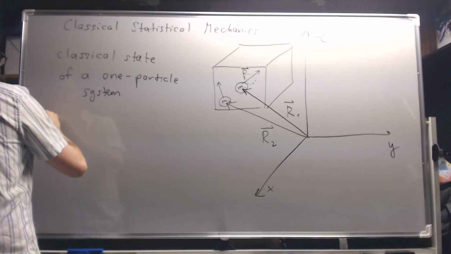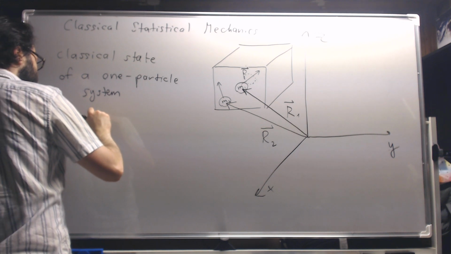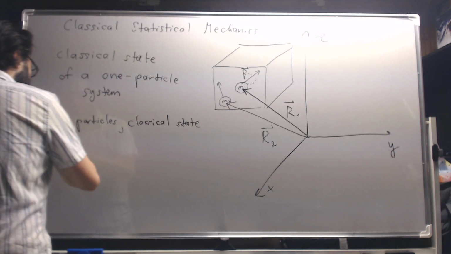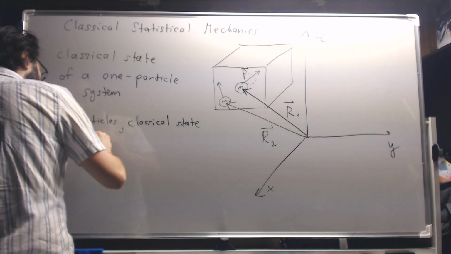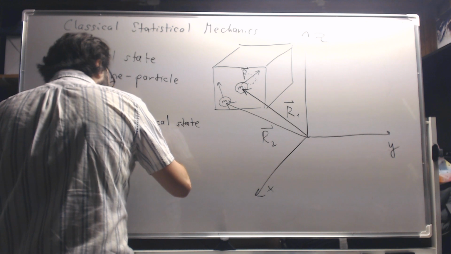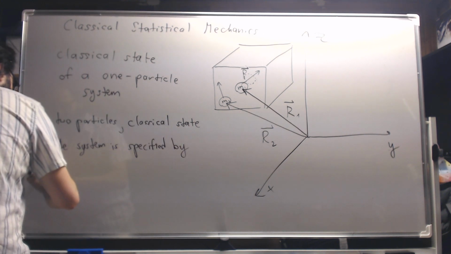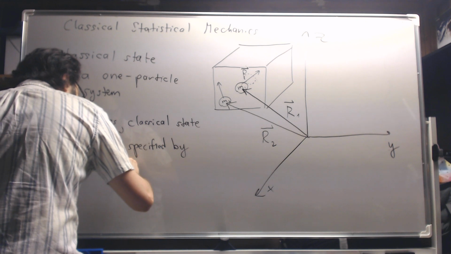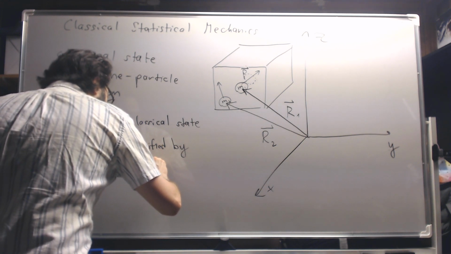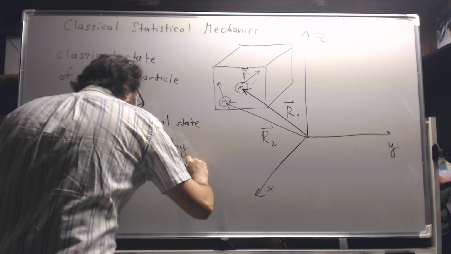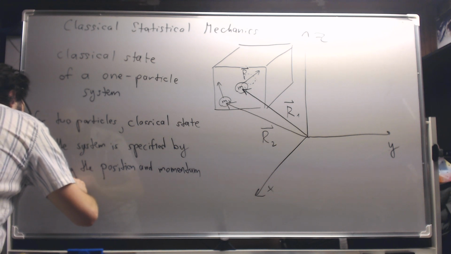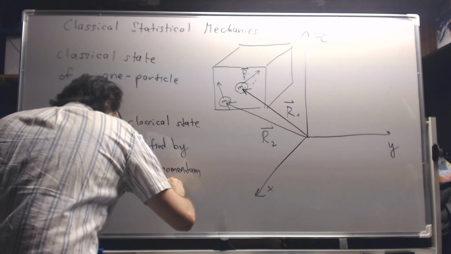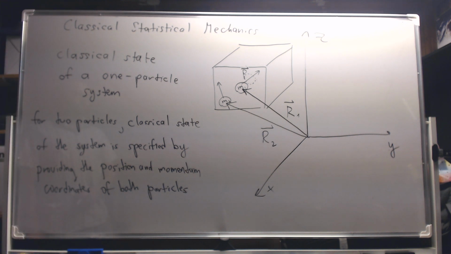So for two particles, the classical state of the system is specified by providing the position and momentum coordinates of both particles. Position and momentum coordinates of two particles, right?